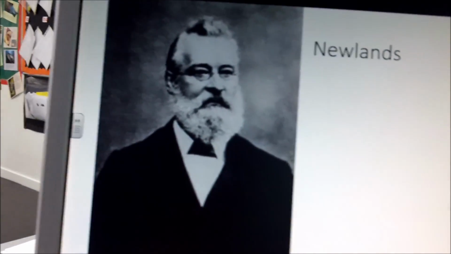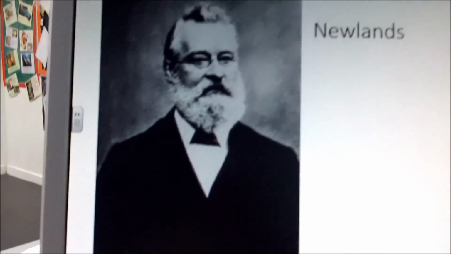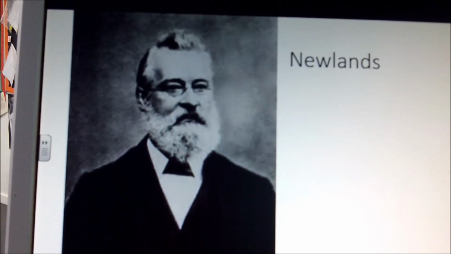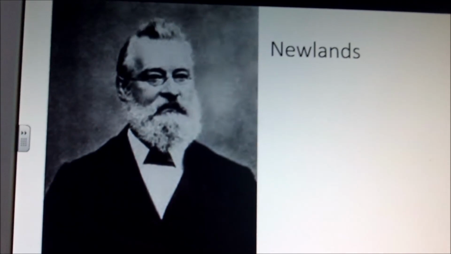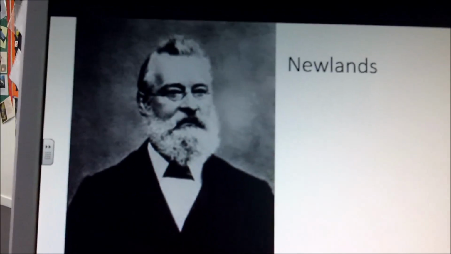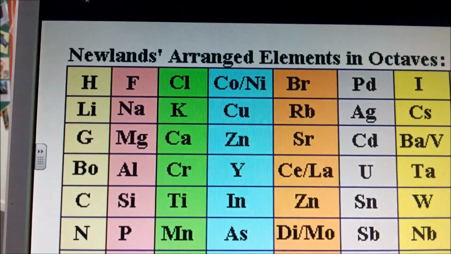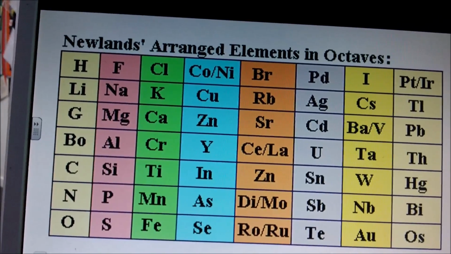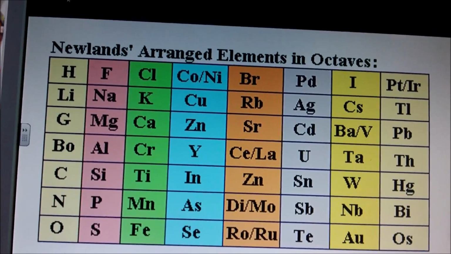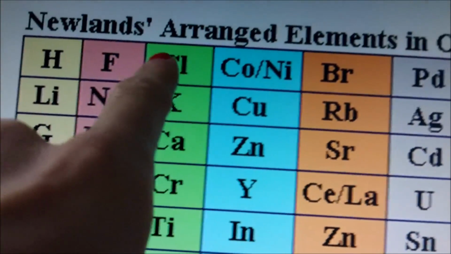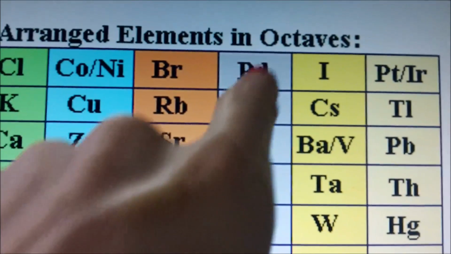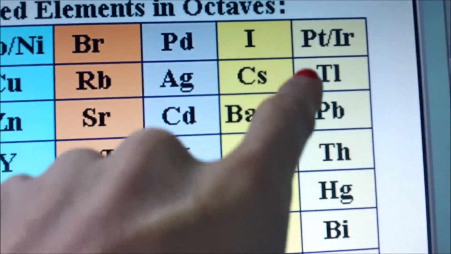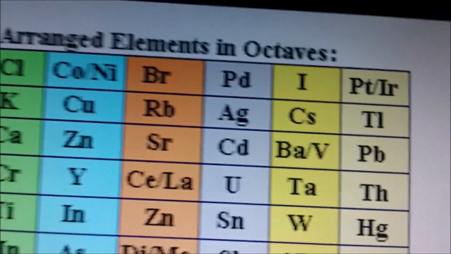So our next old chap was this guy, Newlands. Newlands noticed that every 8th element had similar properties. Their boiling point, their melting point, the way they react. So he started to list the elements in groups of 7. He noticed that the 8th element in every row had similar properties. 1, 2, 3, 4, 5, 6, 7, 8. Therefore, this row here had similar properties.